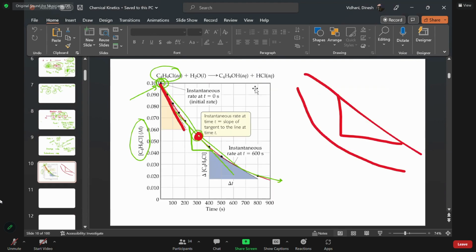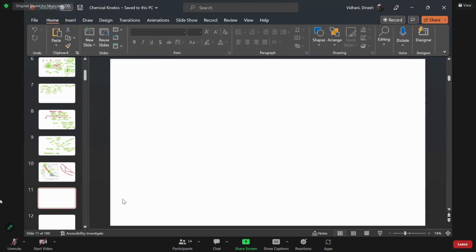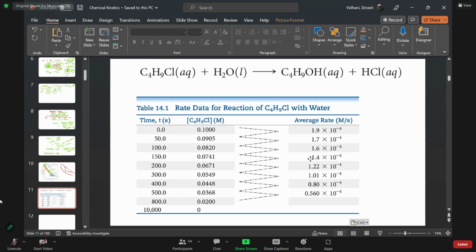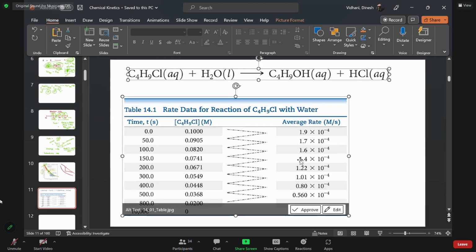Okay. Now here in this case, we were looking at instantaneous rate. We were looking at the initial rate. So this is a graphical method. Now, what if you were given the data for each point? Let me show you that one. So this is the data. This has been taken directly from your book.